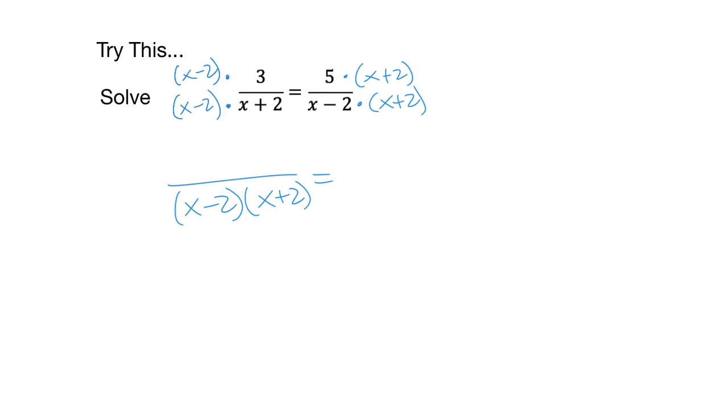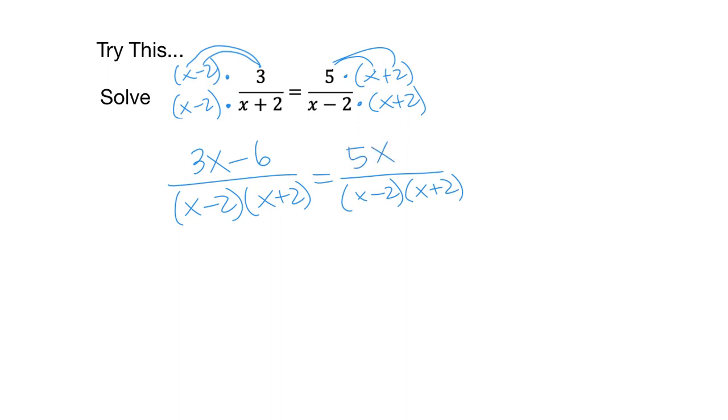On the top of the first one, 3 times x is 3x, and 3 times a negative 2 is negative 6. The bottom of our second one should end up exactly the same as the other one. That is the point of common denominators. But we are going to multiply out the tops: 5 times x is 5x, and 5 times 2 is 10. Now that we have denominators exactly the same, we don't care about them anymore. Let's just focus on the top.